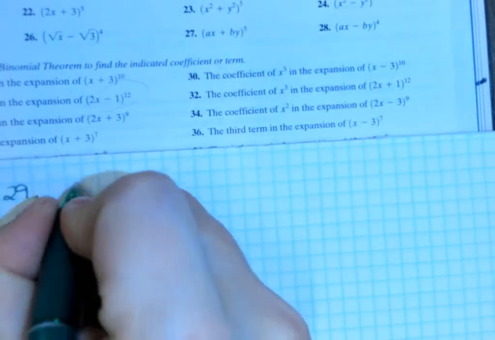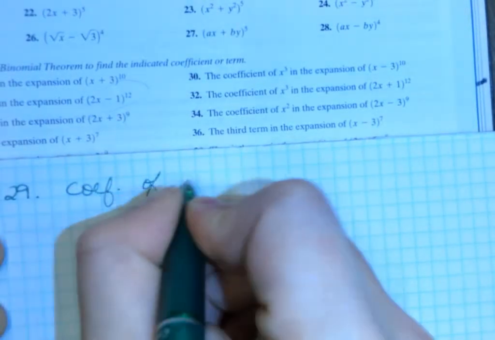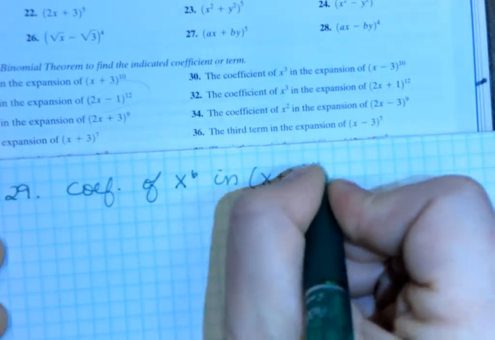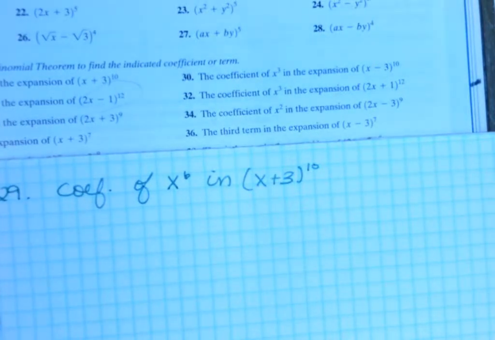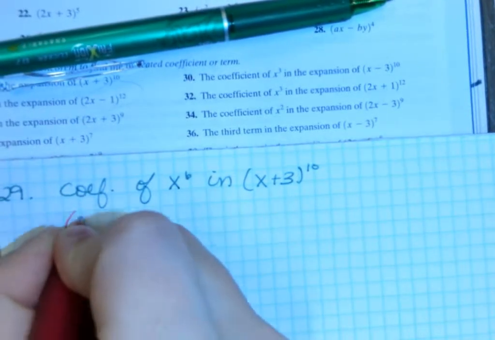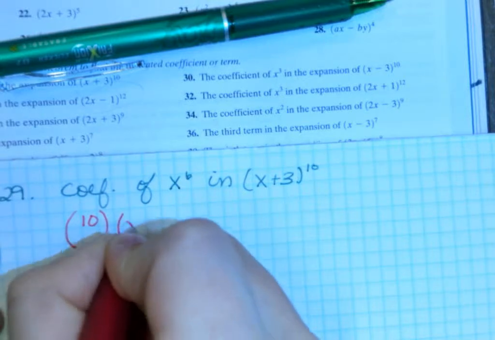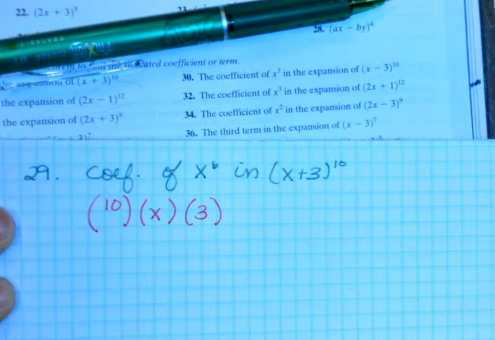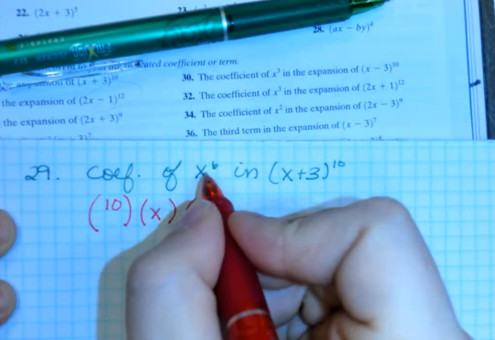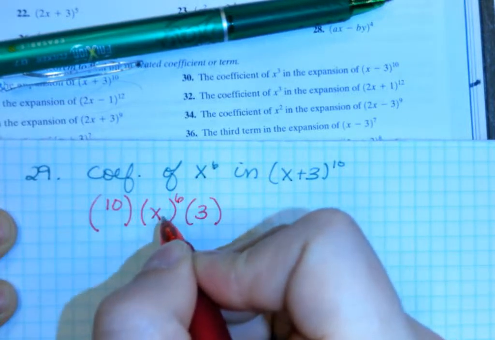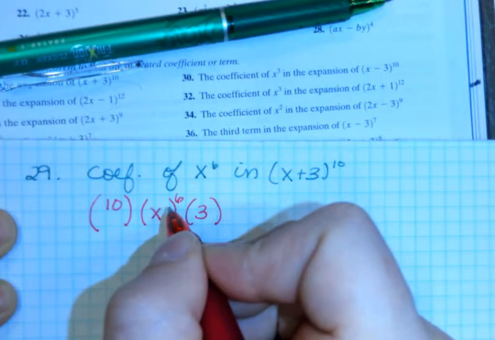29 is saying the coefficient of x to the 6th in (x + 3) to the 10th. I know for every term that I'm going to do with this, it's going to be 10 choose something, x to some power, 3 to some power. So far, so good? I want x to be to the 6th power. That's what the coefficient is. I want to know the number that matches up with x to the 6th.